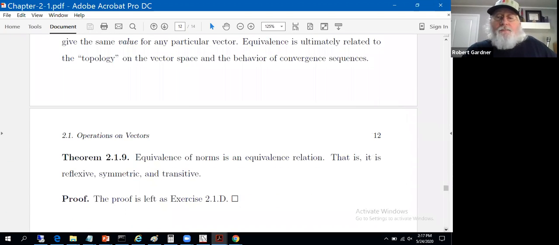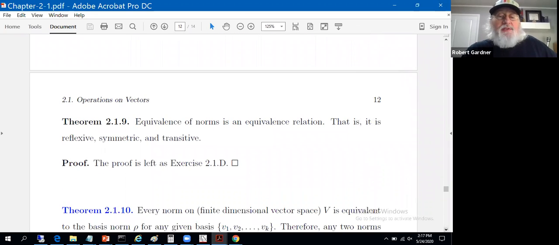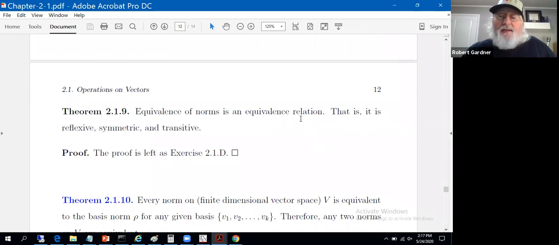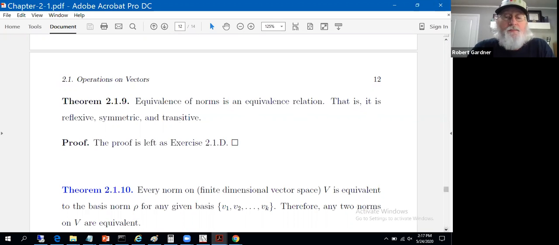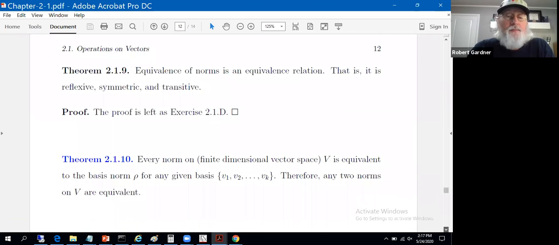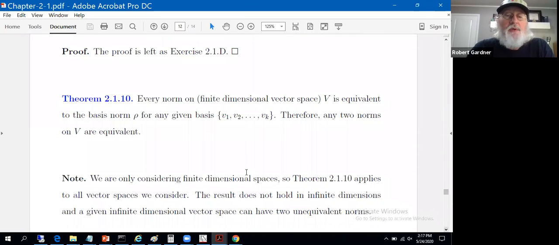Now, this equivalence of norms is, in fact, an equivalence relation: reflexive, symmetric, transitive, straightforward. That is left as one of the exercises from this section. And we especially need the transitivity in a claim we're going to make in the near future. The future is now. Okay.